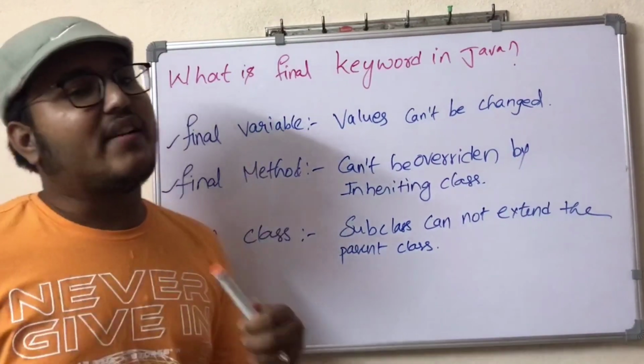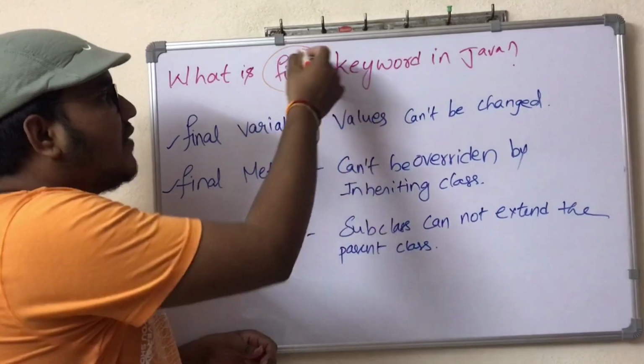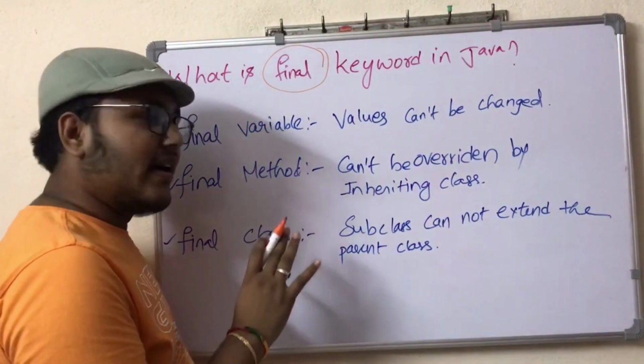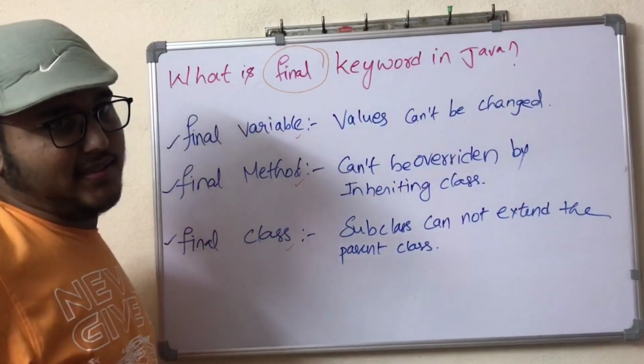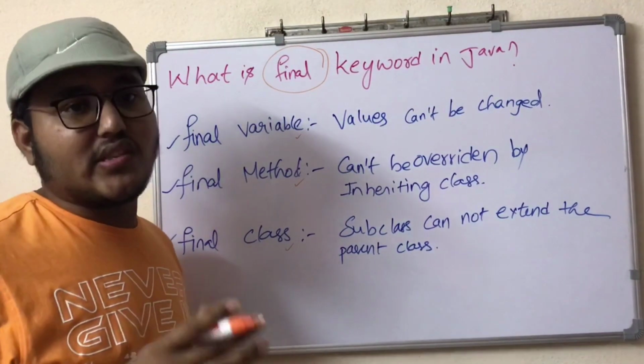Now, what is the final keyword in Java? As we all know, final is one of the keywords available in Java. The final keyword can be used for variables, methods, and as well as classes. Point to note is that the final keyword cannot be used for constructors.